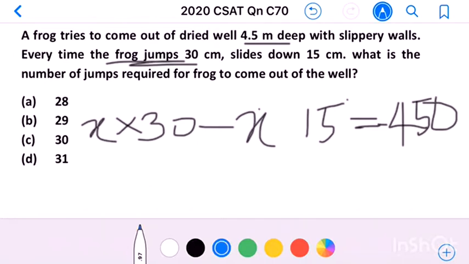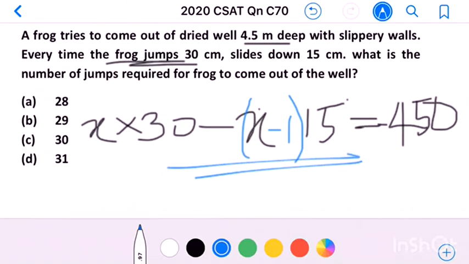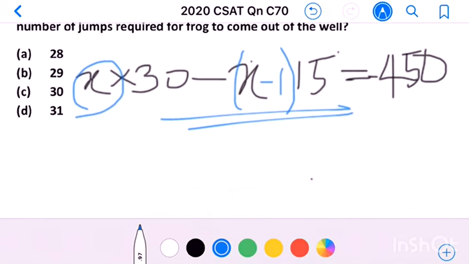When it reaches the top in the last jump, it won't slide down. It already reaches the top, it can just go out of the well. So here we have to deduct 1 because in the last jump it won't slide down. Then it becomes x minus 1 into 15. Solving this equation, we will get our required answer, the number of jumps, which is equal to x. Let us solve this equation.